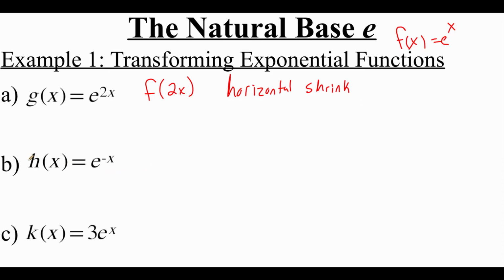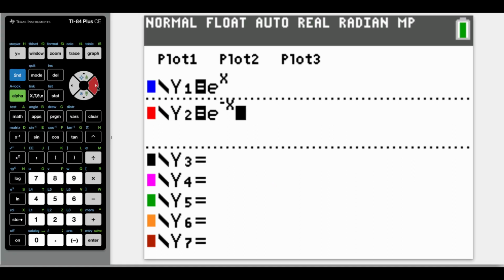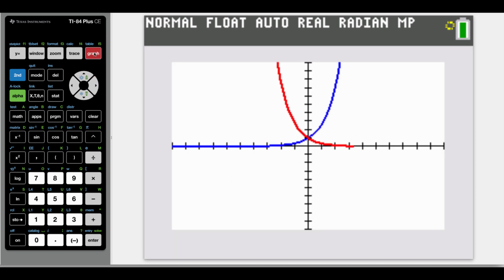Now, as we're looking at letter b here, where we've got h of x equals e to the negative x, we can think about this as our function with a negative x plugged in. So this is going to be a y-axis reflection. And again, I'm going to graph this one out on my calculator to confirm the behavior. So in my calculator, I've got my y equals e to the x, and I've got y equals e to the negative x. Now when I hit graph, I can see that my blue graph got reflected around the y-axis to give me the red graph.